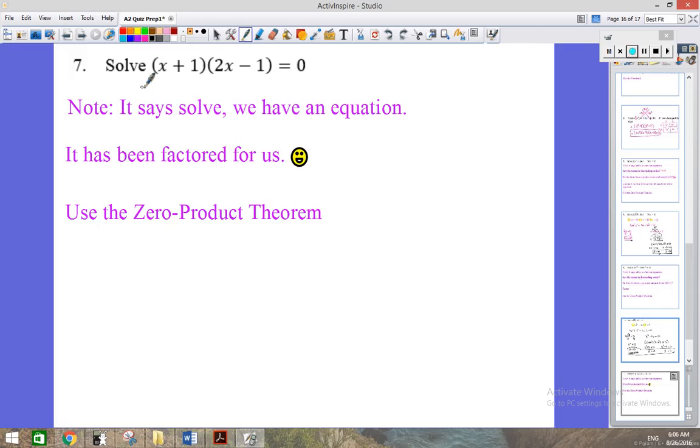Now look at this. We have an equation, so we'll be able to tell people what x equals. And they've done the hard stuff for us. It has already been factored. All right, that should make you smile. Now we use the zero product theorem.